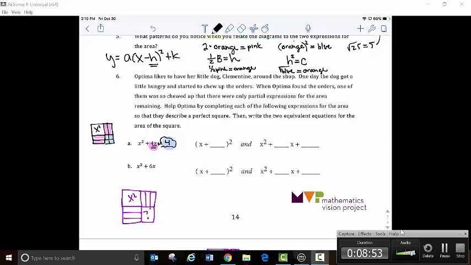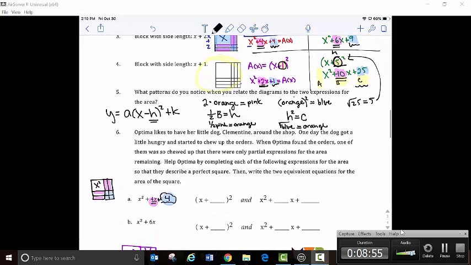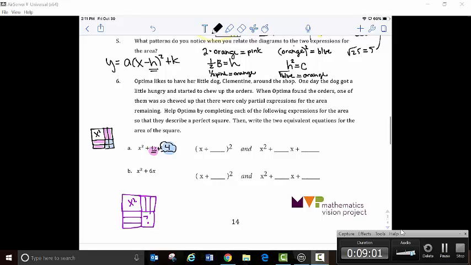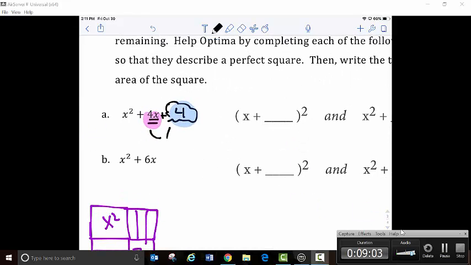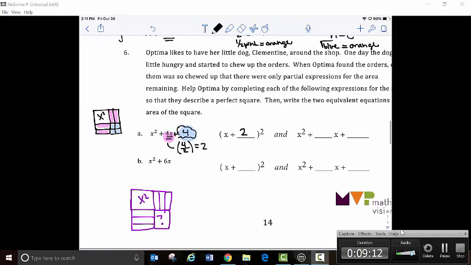Now, if you think about that mathematically, we already said this pink one can turn into the blue one. Well, let's think about it even more, okay? The blue one is the orange squared, and the orange is half of the pink. So if we took half of the pink, 4 divided by 2, we would get 2. Oh, that is our H, right?